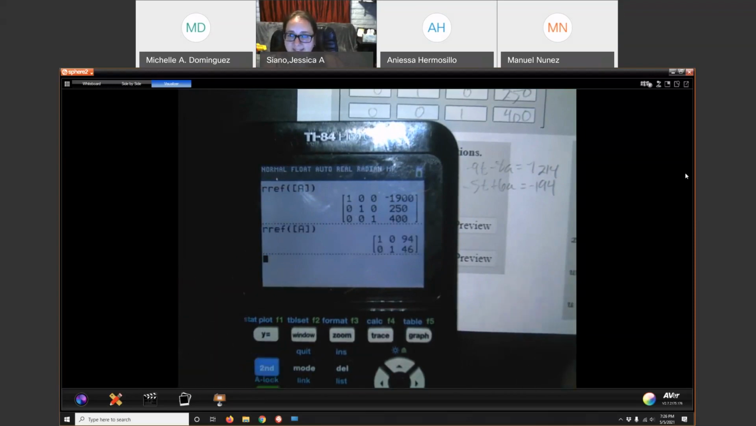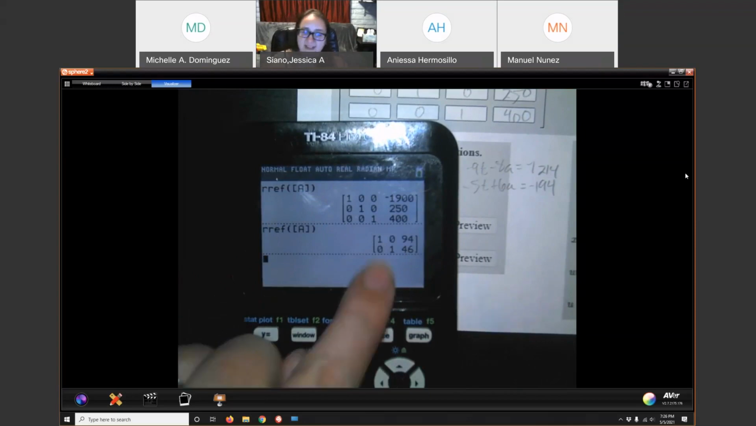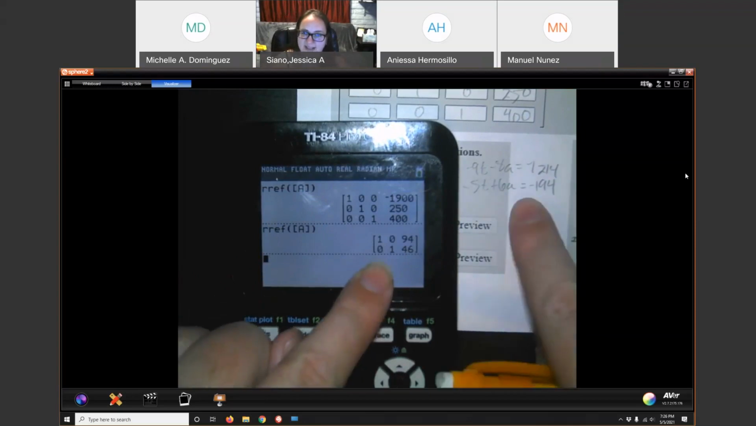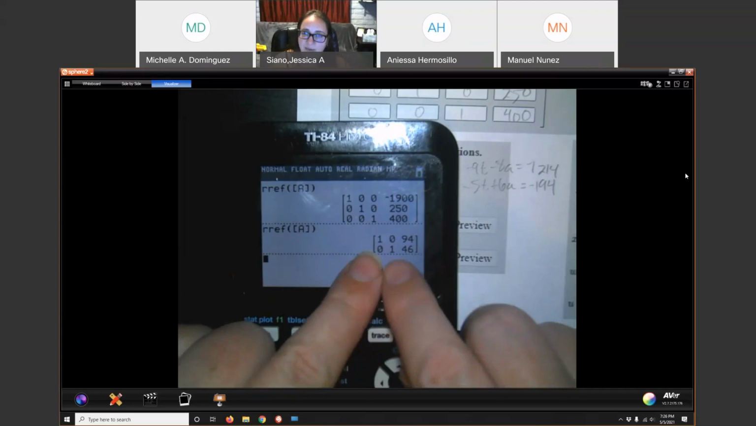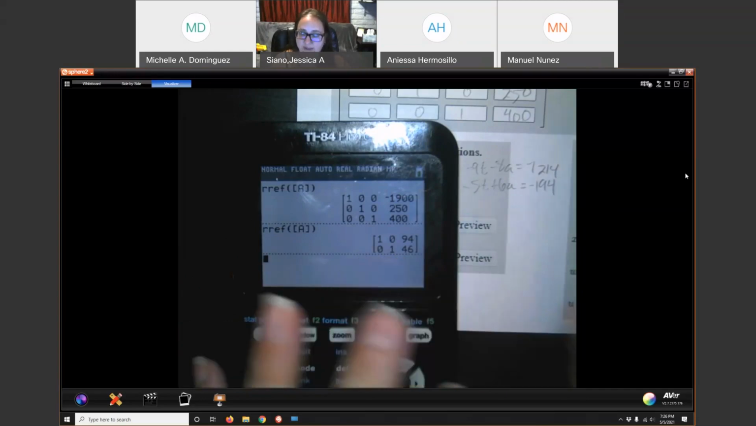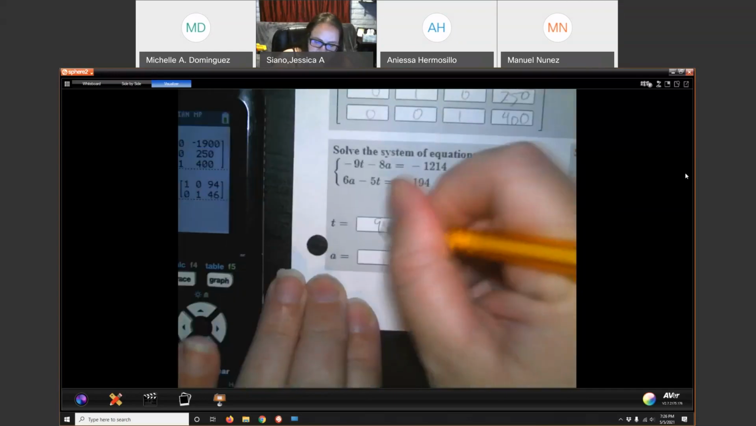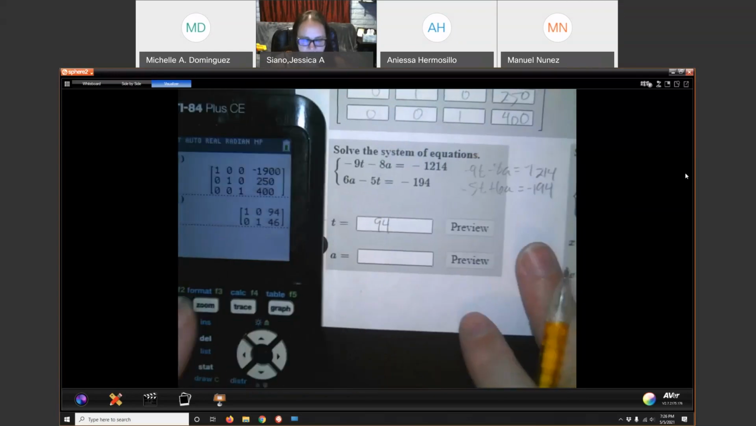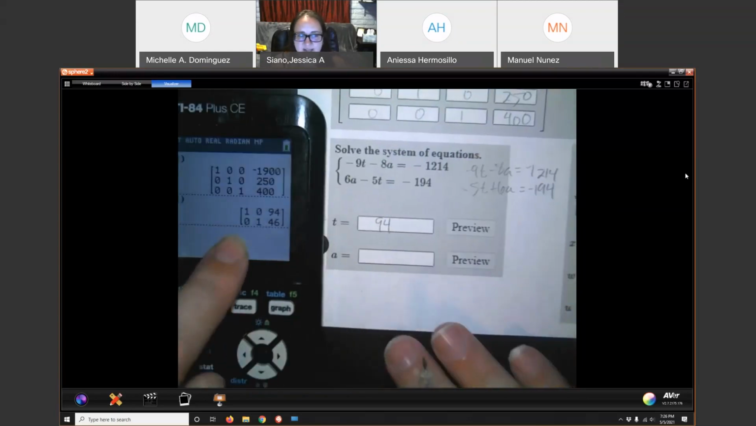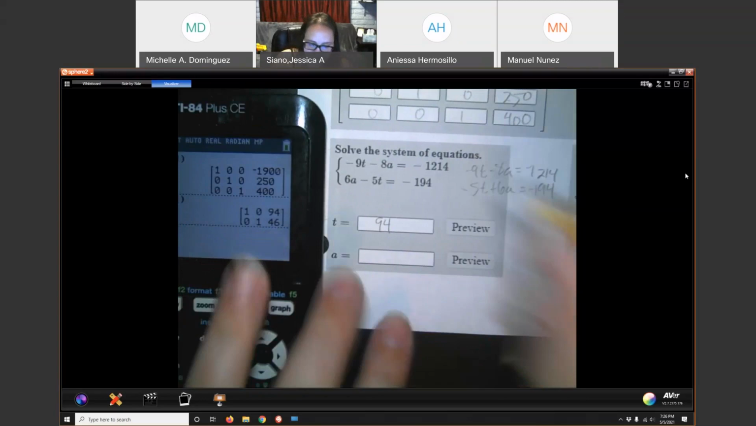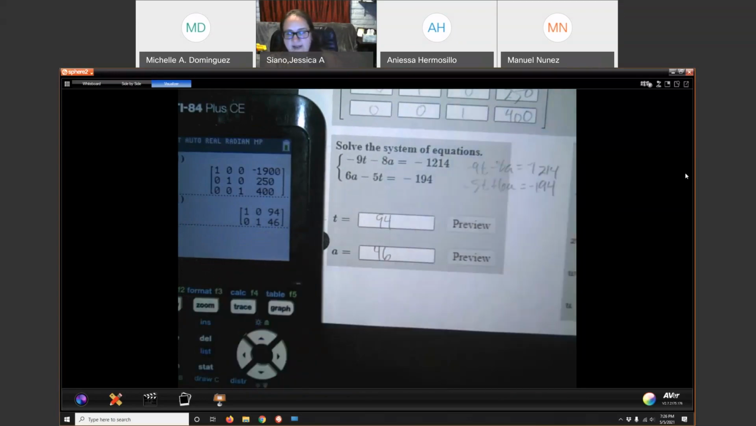What this says, if we're comparing this matrix to the system, is that 1T plus 0A equals 94, which means that T equals 94. And 0T plus 1A equals 46, which means that A equals 46. And so you can use matrices to solve any system of equations using reduced row echelon form.